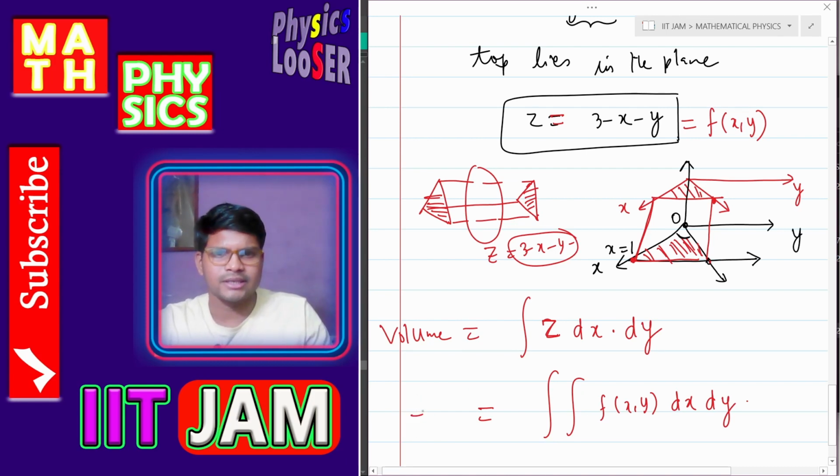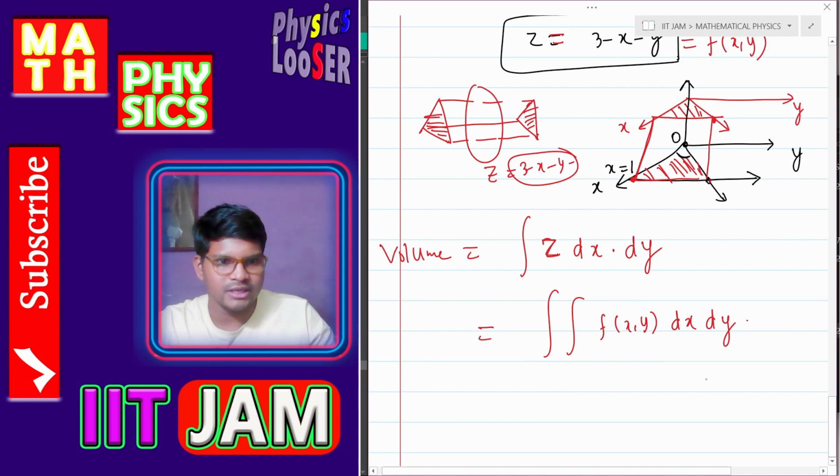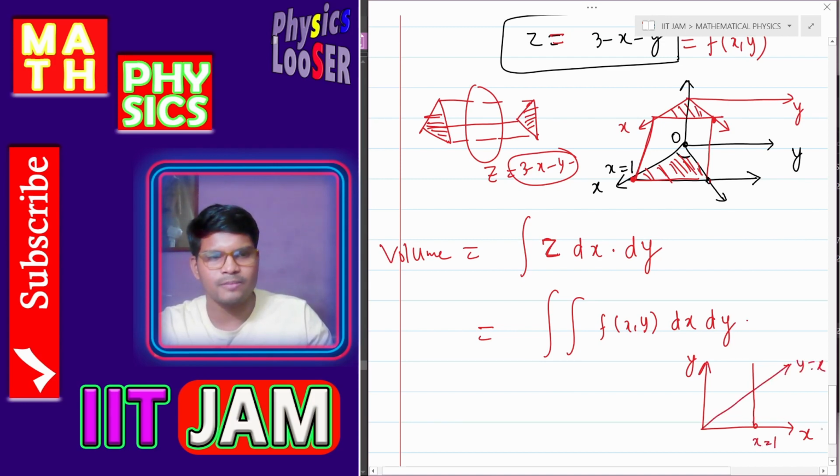So we have to again say that this is a volume integral. Now I am going to translate everything, because these are again symmetric. Let me just stick with the x, y kind of curve: x is equal to 1 over here, and y is equal to x like this. So this is y is equal to x, and this is x is equal to 1.